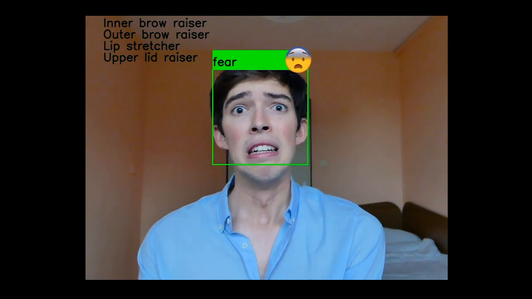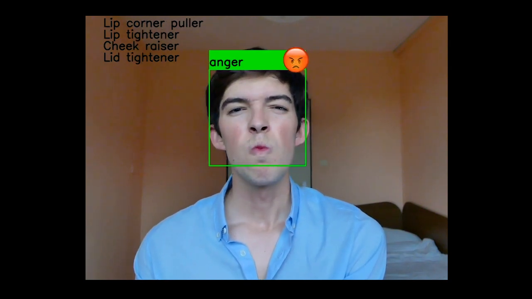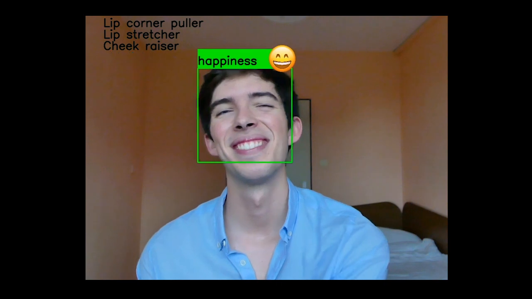Happiness, fear, anger, disgust, happiness.